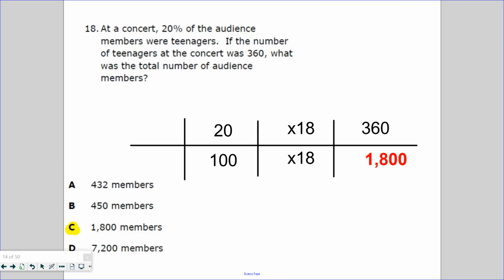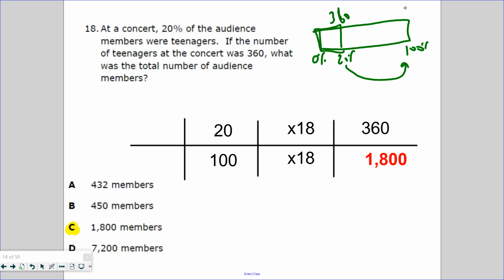At a concert, 20% of the audience members were teenagers. So if this is 0%, this is 20%, this is 100%. 20% were teenagers, so it's right here. If the number of teenagers was 360, 360 goes here. What is the total audience? We do not know how to fully shade this. How do you build 20% to 100%? Times 5. So 360 times 5: 5 times 0 is 0, 5 times 6 is 30, carry the 3. 5 times 3 is 15 plus 3 is 18. 1800. C is the answer.